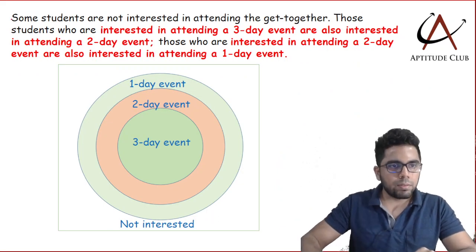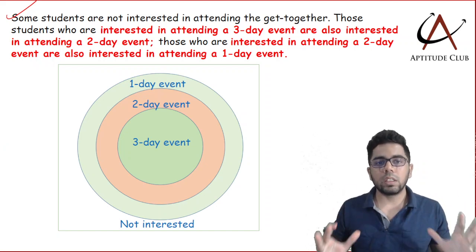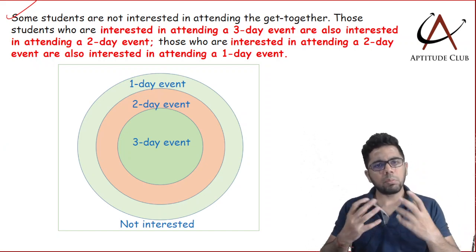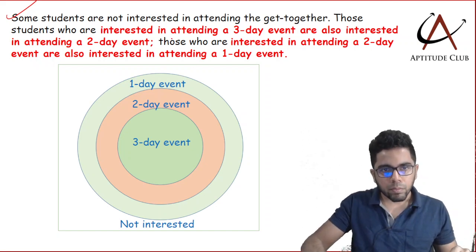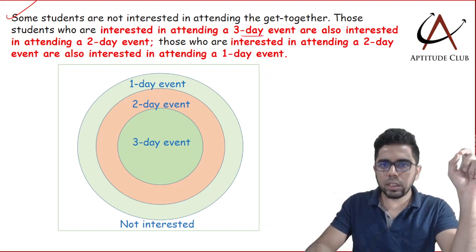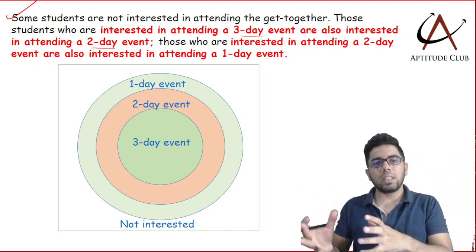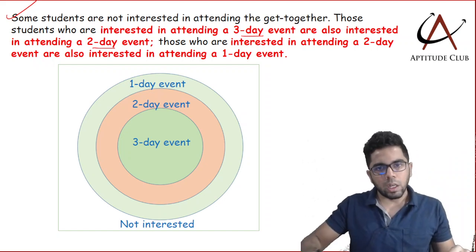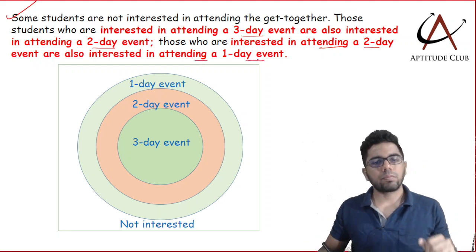Then the next paragraph is: some students are interested in attending, and some are not interested in attending the get together. So they have no wish to come at all. Among those who are interested in attending the get together, there is a criterion: those who are interested in a 3-day event are also interested in a 2-day event. That means those going for 3 days are going for 2 days as well. And those who are interested in a 2-day event are also interested in a 1-day event.